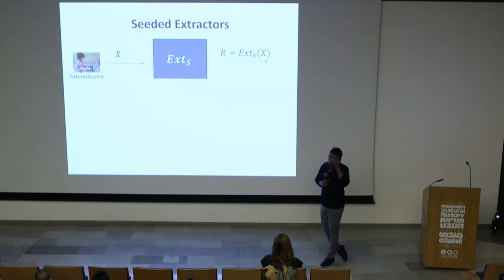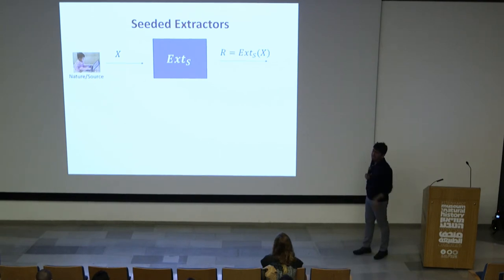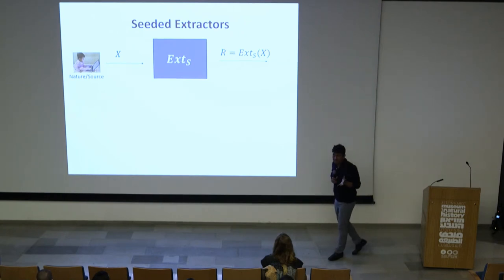You feed him. You put a truly random string in his head. So that's S here. It will be S for the rest of this talk. And then you feed the extractor with an X, and out comes the extractor of S comma X. And now things are much better, it turns out.